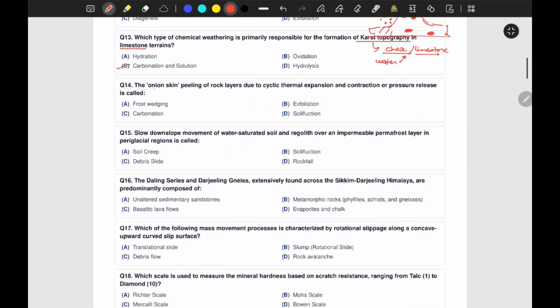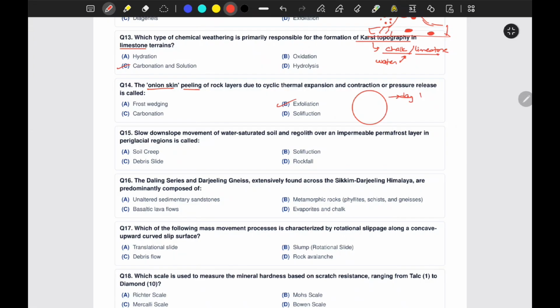Okay, question number 14. The onion skin peeling of rock layers due to cyclic thermal expansion and contraction of pressure release is called frost wedging, carbonation, exfoliation, or solifluction. The correct answer is option B, exfoliation, okay. See, how does exfoliation work? Suppose this is a rock. Exfoliation is peeling due to cyclic thermal expansion and contraction.